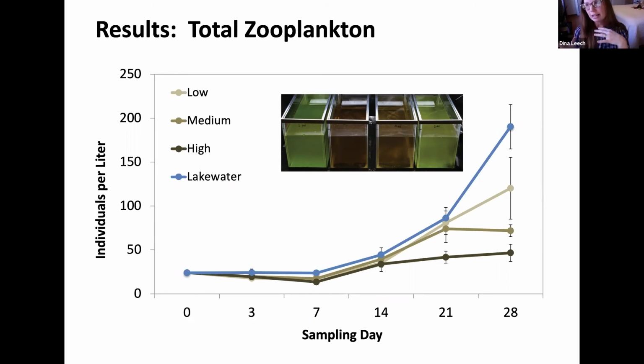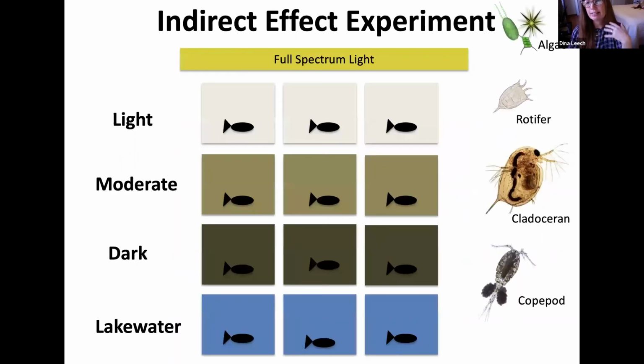And so with less algae in the tank, these moderate and medium and high brown treatments had less algae, which resulted in less zooplankton. Well, at this point, what we did was we added some baby largemouth bass to the tanks. And this kind of replicates what happens in nature.